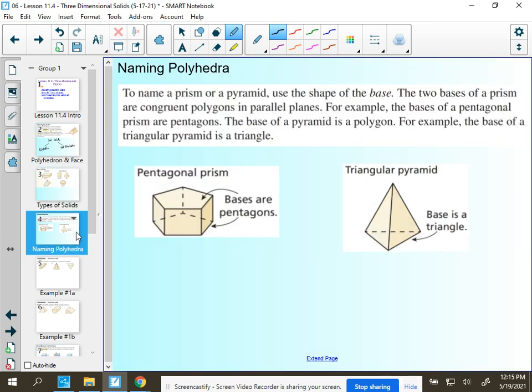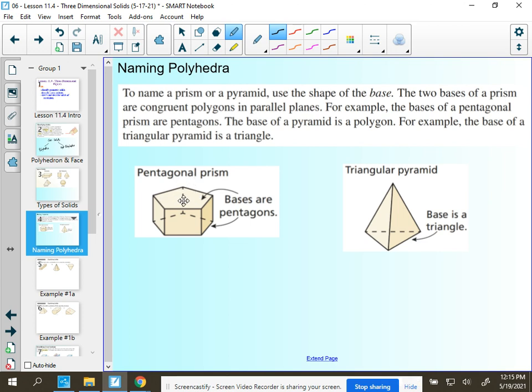Kind of the last part is, how do we name them? The rest of the lesson, for the most part, not everything, focuses on polyhedra, either a prism or a pyramid. So we name them using the bases. You would say the name of whatever the base shape is.